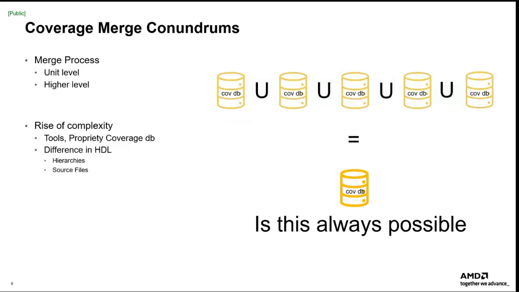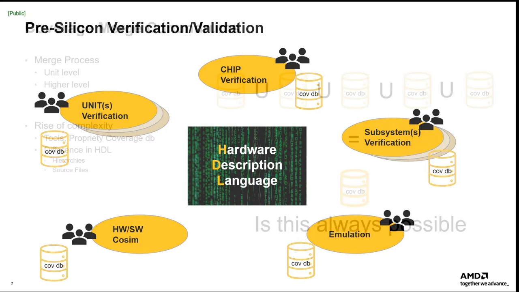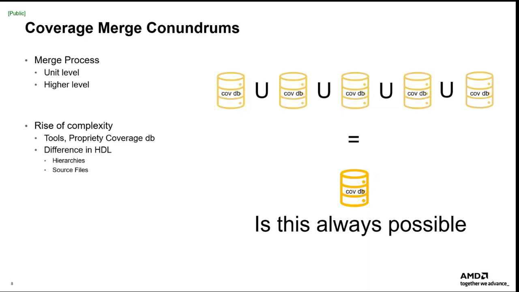Let's start with just the basic one, which is the HDL. The different teams share HDL, but the version of this HDL might be different. For example, unit level uses a newer version, chip level uses older versions. Then we have hierarchies. On the chip level or top level, we have the higher hierarchy. We go down to the block level, that's different. Then emulation may have a different hierarchy as well.